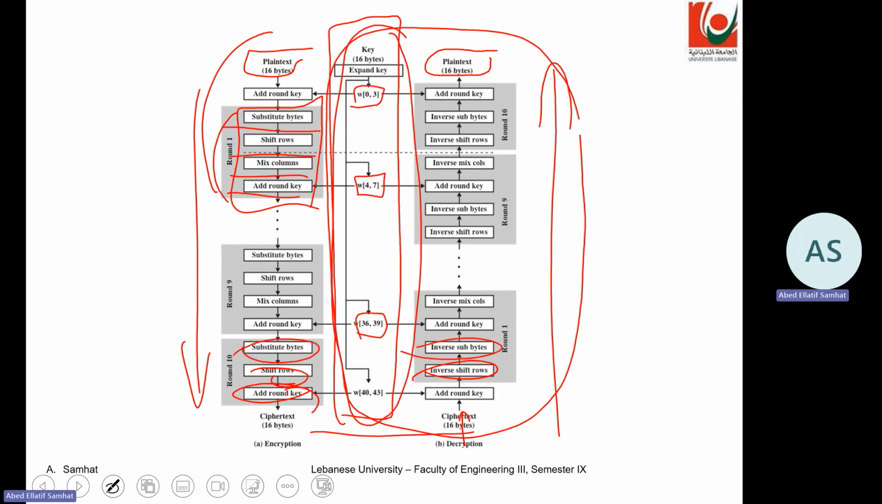So here in this case, we will apply round 1 until round 10, but in a reverse order, in order to decrypt the ciphertext. Okay, so let's start by describing the key expansion process.